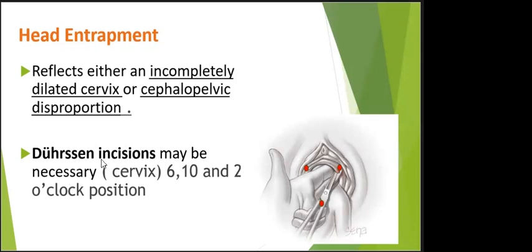You can do a dorsal incision. You excise, you cut the cervix at the 6, 10, and 2 o'clock position in order to release the aftercoming head. And you just suture the incisions right after. It is in this position at the 6, 10, and 2 o'clock position because this is the area wherein it is less vascularized.